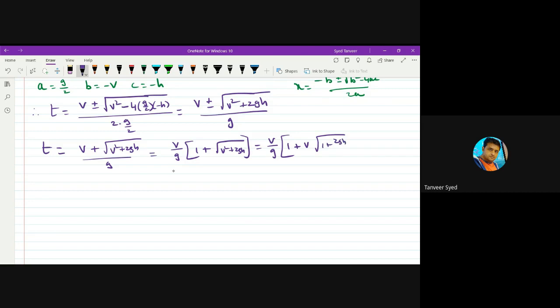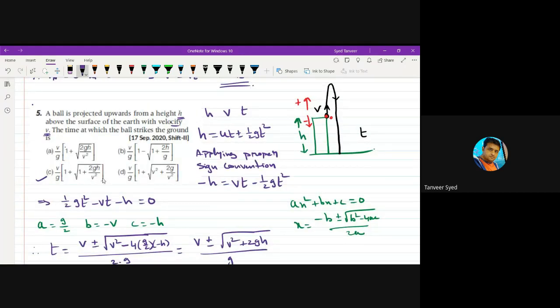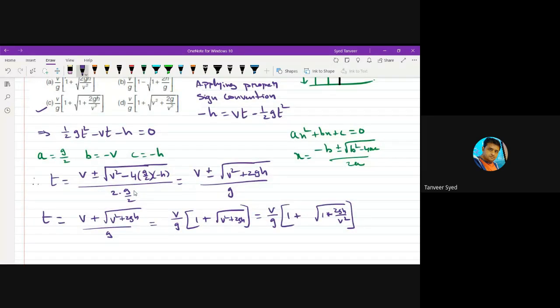1 plus 2gh by v square, and this we have taken common, so this will go, and your answer is 1 plus root of 1 plus 2gh by v square, which is option C. Okay, it's just adjustments, that's all. The only concept that is to be applied is this sign convention, and you should compare it with the standard quadratic equation. All the other things are just mathematical adjustments that can be done.